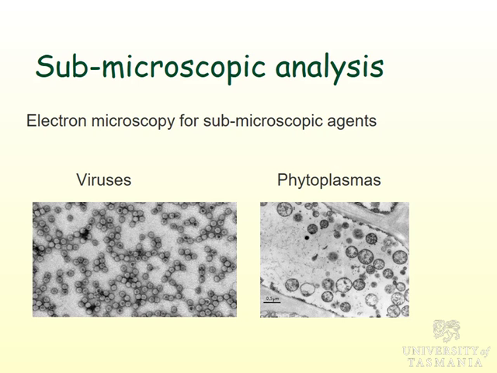You can, if you suspect one, do this. This is a section through an infected plant, and this is the phloem, and you see these round cells, which is indicative of the phytoplasma.